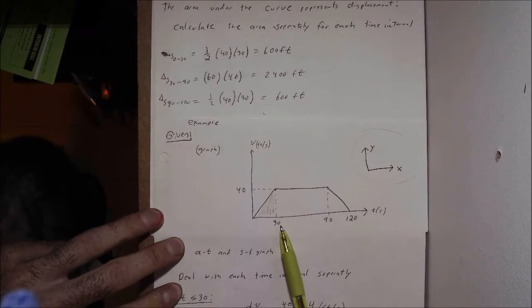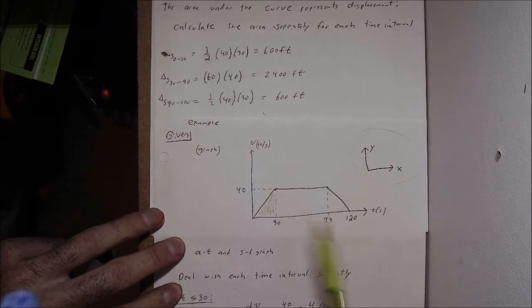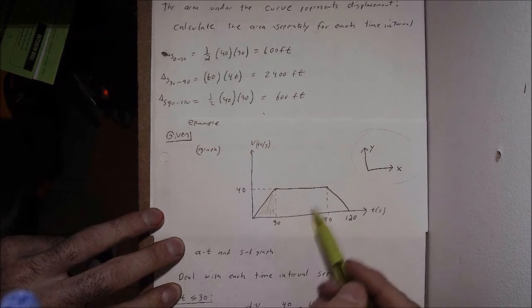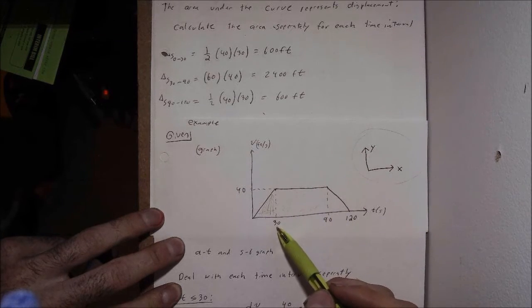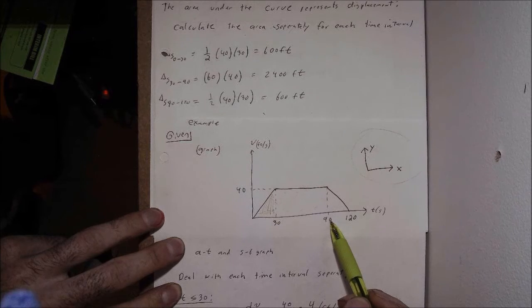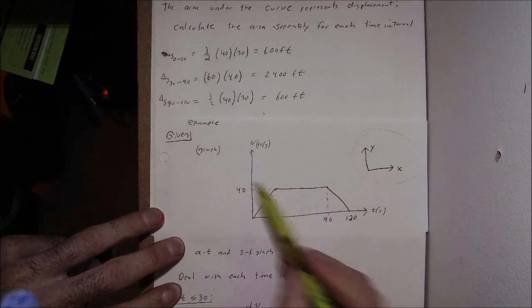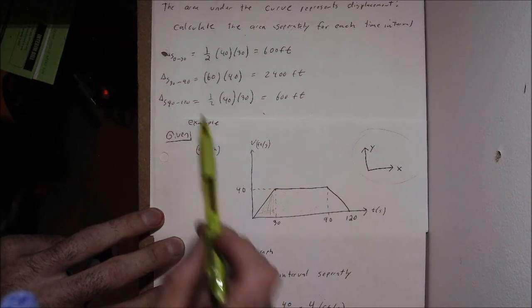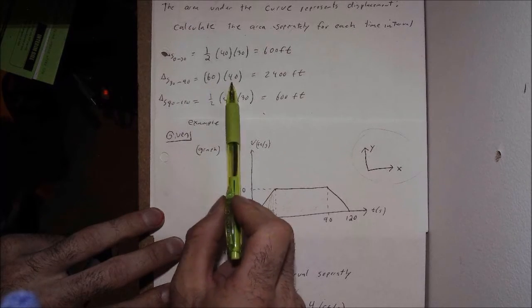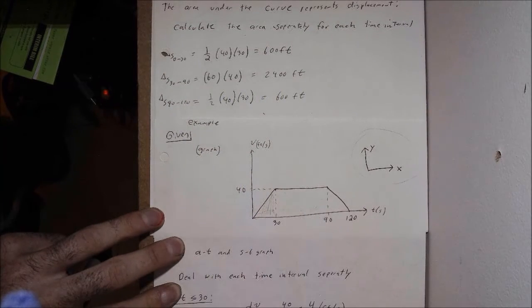Now I do the same thing for the time interval from 30 to 90 seconds, calculating the area under here. So this whole rectangle here is base times height. We go from 30 to 90, which is a distance of 60, and our height is 40. So the area is 60 times 40, or 2,400 for our area under that.